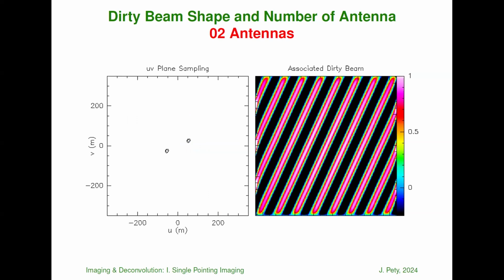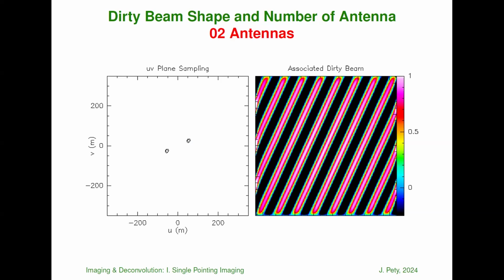In order to do some interferometry, you need at least 2 antennas. Here on the left, you have the position of the antennas and the sampling function for 2 antennas in the UV plane. And on the right, you have the associated dirty beam, the point spread function of this instrument. The point spread function is the answer to a point source. So you see that with the point source, you get stripes. It's difficult to know with 2 antennas that you have a point source.